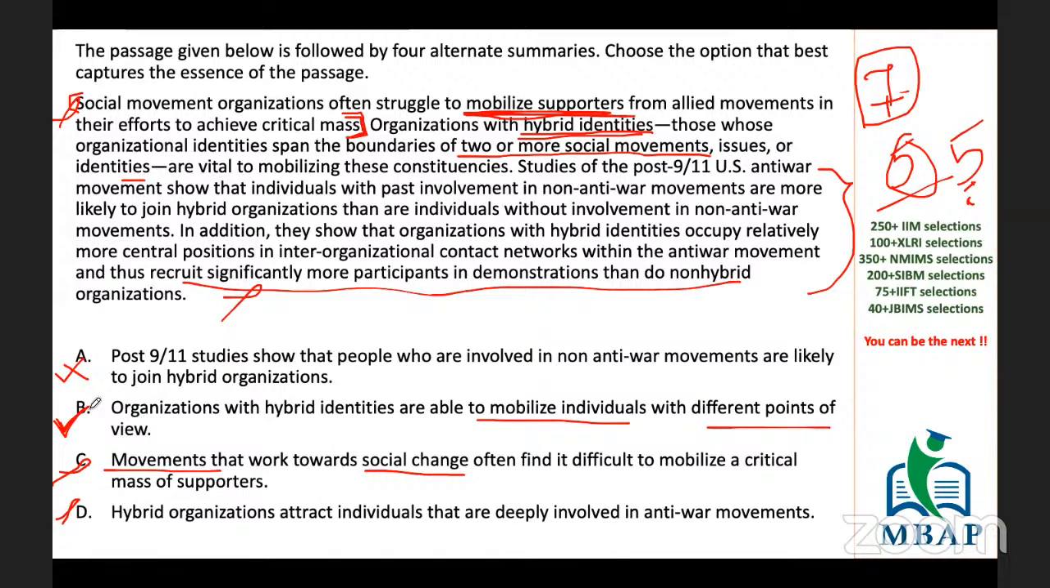Despite I don't see this one also as the most appropriate one. I don't see this one as the exact summary of the passage, but still I don't have any other option. This is the most suitable one. So that's why I have to go for this one only.